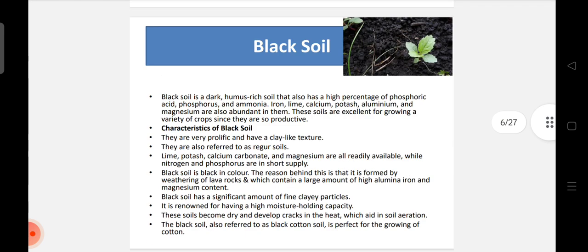Which types of soil do we find in Buldhana? The black soil. Black soil is a dark, humus-rich soil that also has a high percentage of phosphoric acid, ammonia, iron, and so on. It is very fertile soil. The characteristics of black soil: they are very prolific and have a clay-like texture. They are also referred to as regur soil. Black soil has a significant amount of fine clay particles. It is best for cotton.